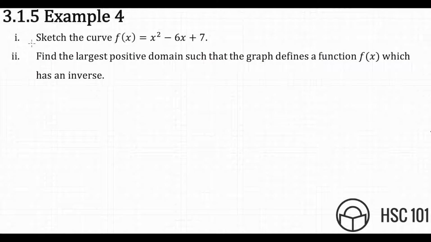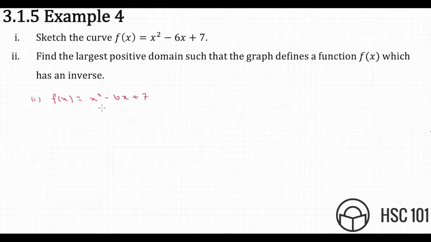Example 4, part 1. We want to sketch the graph f(x) = x squared minus 6x plus 7. We might think at first that this is factorizable, but in reality, it's not. Because of the plus 7, we can't say that this equals (x minus 7)(x plus 1), which will give us negative 6x, but it doesn't give us the plus 7.